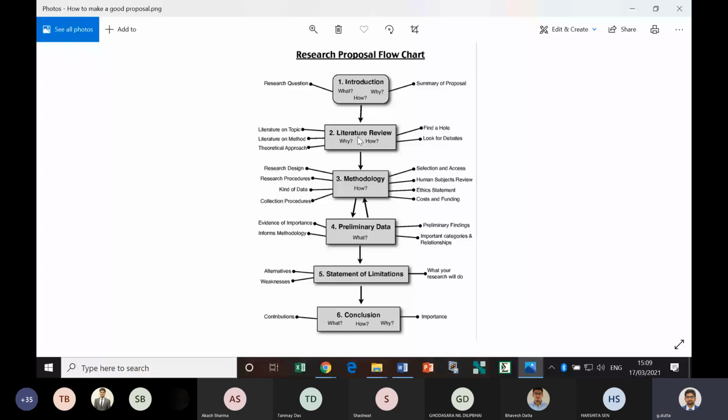Then you will be frustrated. Oh, I did so many things, but it is already in the market. Then what do you do? So that's why the literature review is very, very important for going into any new work.